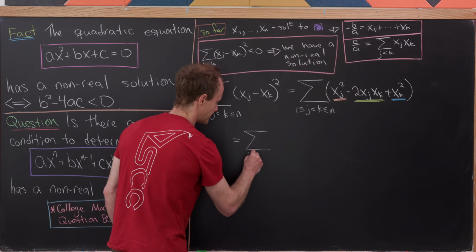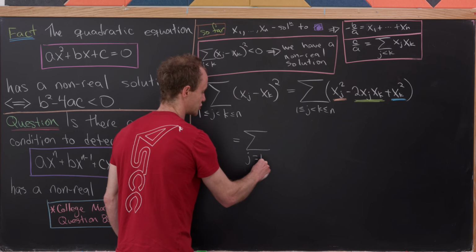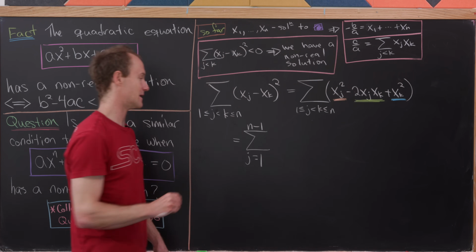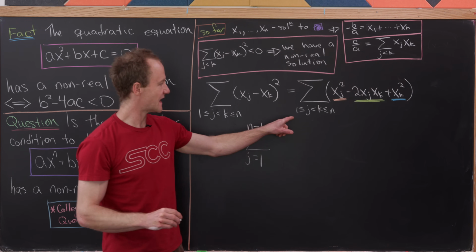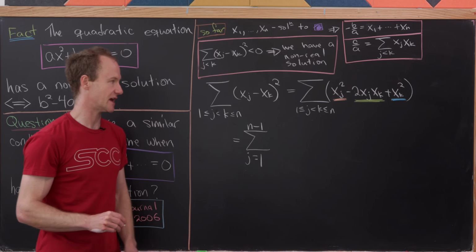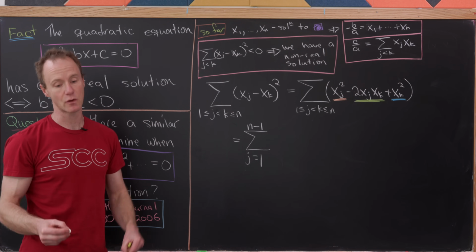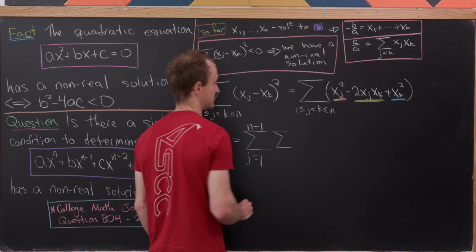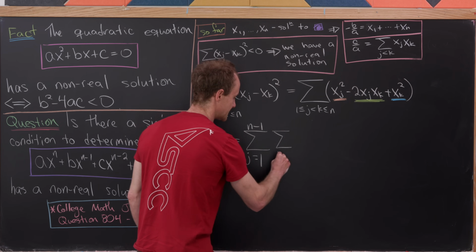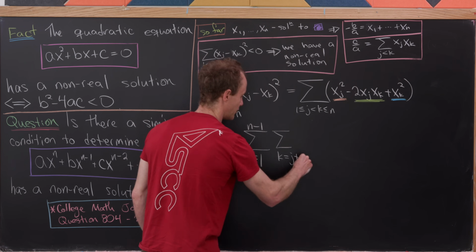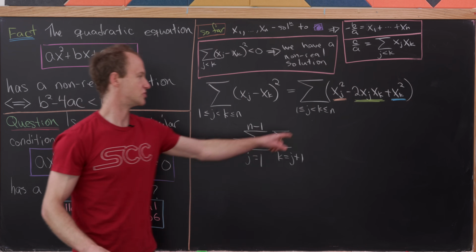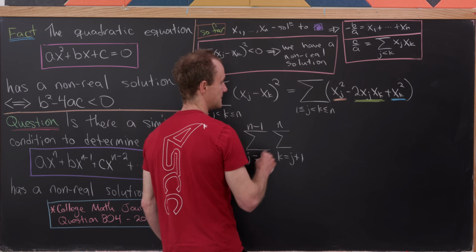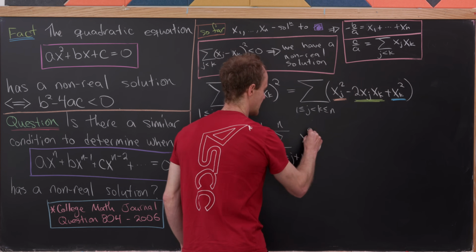So the smallest possible value of j is equal to 1, and the largest possible value of j is n minus 1. We see that because j has to be less than k, and k is less than or equal to n. Okay, and then let's just write the k sum now. So now the smallest k can be is j plus 1, because j is less than k, and the largest it can be is n. And then we have xj squared.